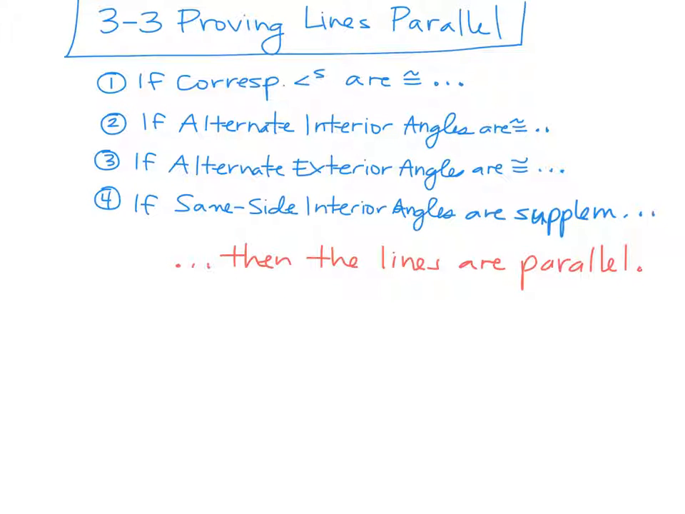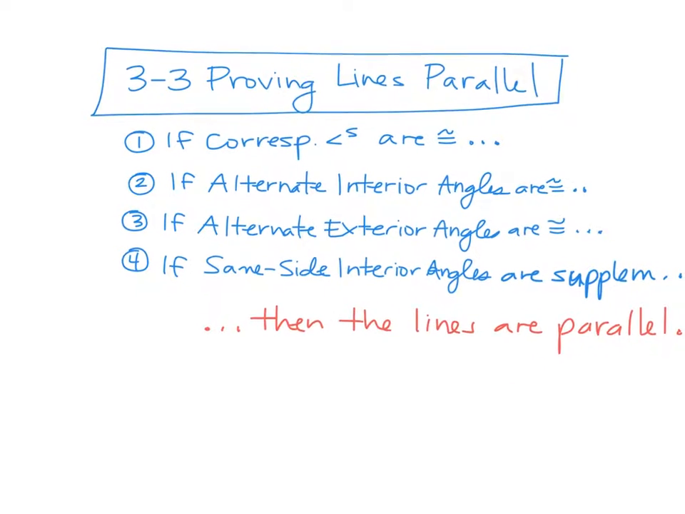Okay, so yesterday we said if they're parallel, then the angles are congruent or supplementary, depending on which angles we're talking about. Today, we're saying if the angles are congruent or if the angles are supplementary, then the lines are parallel. So we're proving lines parallel, okay? We would say these are all the converses.